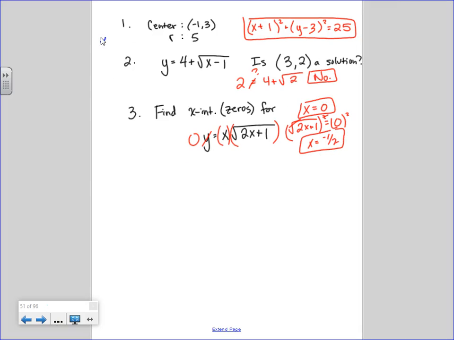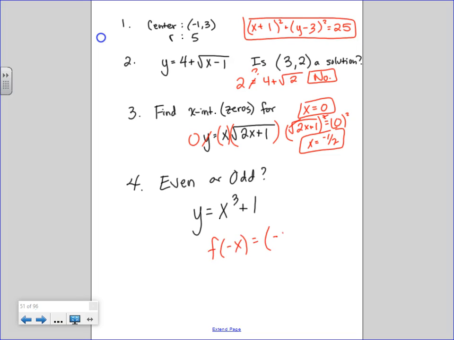Nice. Number 4. Last one. Even or odd? Or neither? Hold on. y equals x cubed plus 1. So x is negative, and then it still stays there. No, it wouldn't, it's not a reciprocal, and it has to stay the same.